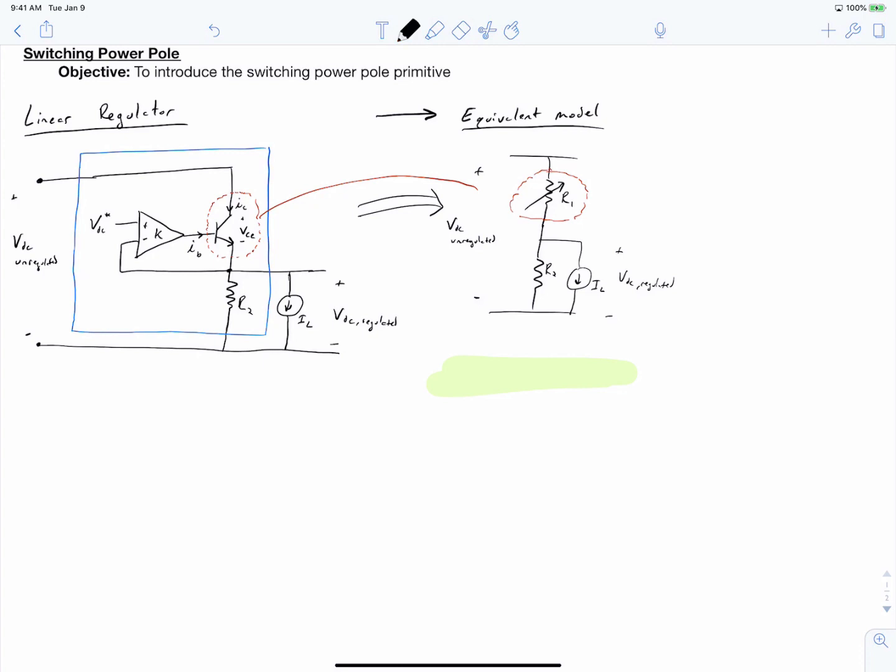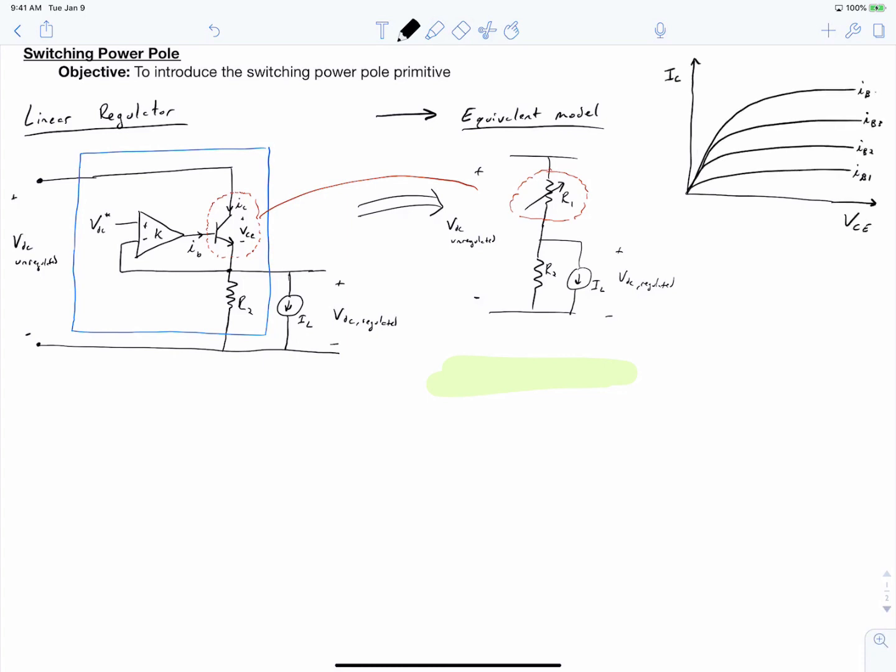So what does it mean to model a BJT as an equivalent resistor? Going back to your circuits class, ECE 340 and ECE 342, you learned that you can represent the current voltage characteristics of a BJT like this. When the device is operated in this region, we say that it is in saturation. When it's operated in this region, we say it's in its linear region, this linear operation. And when it's down over here, it is in cutoff.